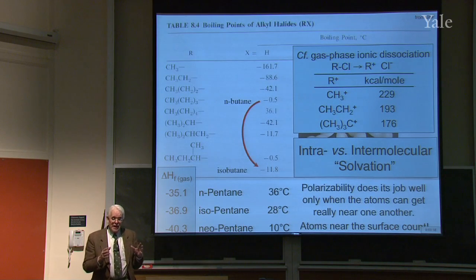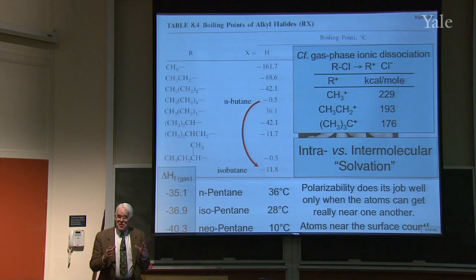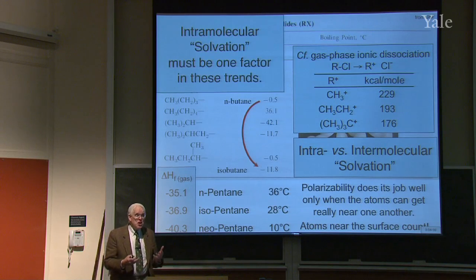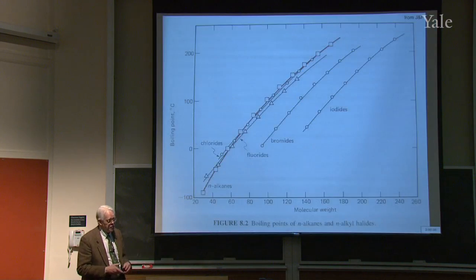Now, there are a number of factors that are involved there, and we're going to discuss others as well. But one of the factors is certainly that the positive charge gains stability by polarizing the material that's around it. And the more material you have around it, the closer to the positive charge, the more stability you're going to get. So that's one of the factors that's involved here. It's not the only factor, but this intramolecular solvation, I mean, that's sort of a stupid thing to say. But that must be one of the factors that helps explain these trends.